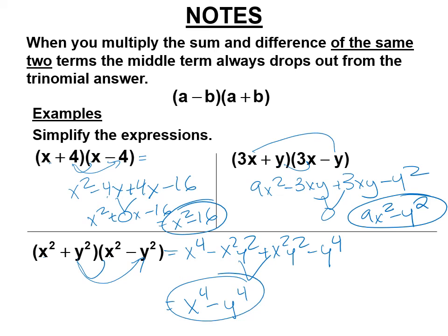So what is the pattern here? Here you get a squared minus b squared, right? You get a binomial. The minus ab and plus ab cancel each other out. That's what you have each time here, right? A here was 3x, right? B was y. A here was x squared, and x squared squared is x to the fourth. It all follows that pattern.